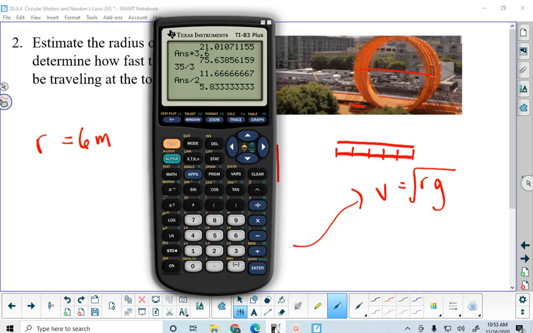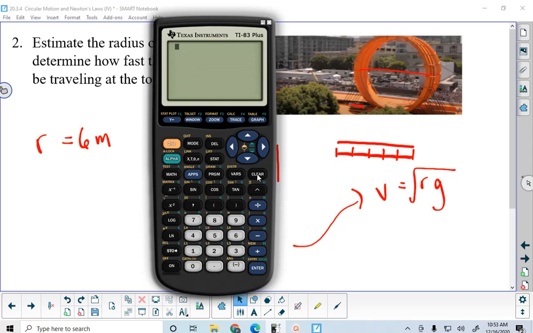So what do we get here? We get the radius, which I said was 6 meters, it's just an estimation, times 9.81, and we have to take the square root. So the car, when it gets to the top, has to be traveling at about 7.7 meters per second. Let's turn that to kilometers per hour. That doesn't seem very fast, does it? It's not. 28 kilometers per hour?